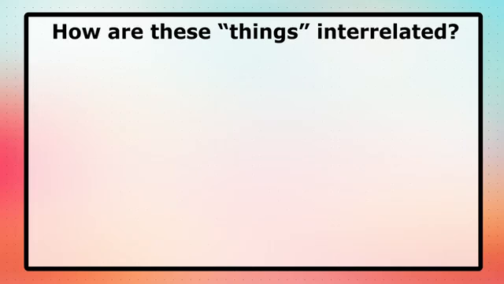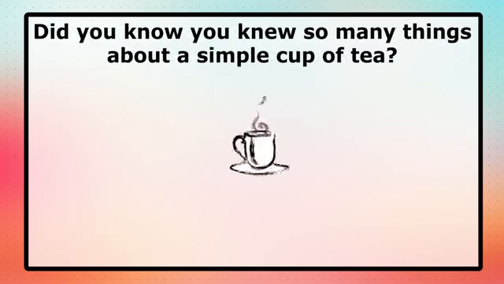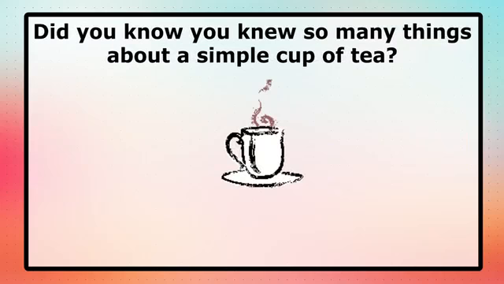So how are the things interrelated? Let us now see. This is the way. How these things are interrelated: water, boiling the water, kettle. Now, there are so many things about the simple cup of tea.